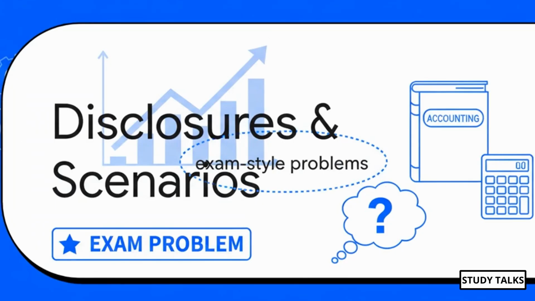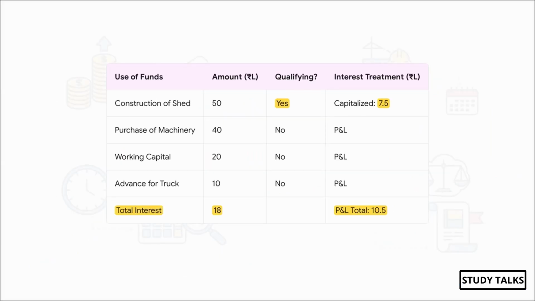All right, the theory's done. Let's get our hands dirty and put all this into practice. We're going to apply what we've learned to solve some exam-style scenarios, starting with that problem from the very beginning. Okay, remember PRM Limited? Total loan of 120 lakhs, total interest of 18 lakhs. Let's apply our golden rule to each item.